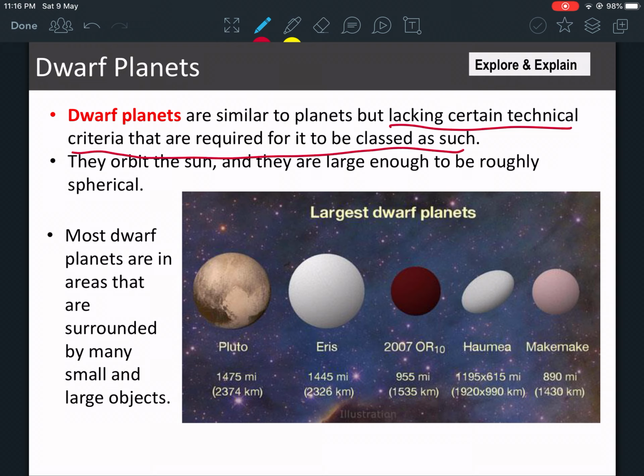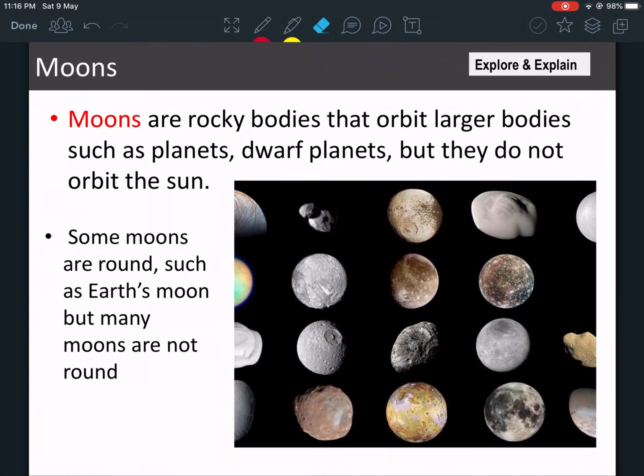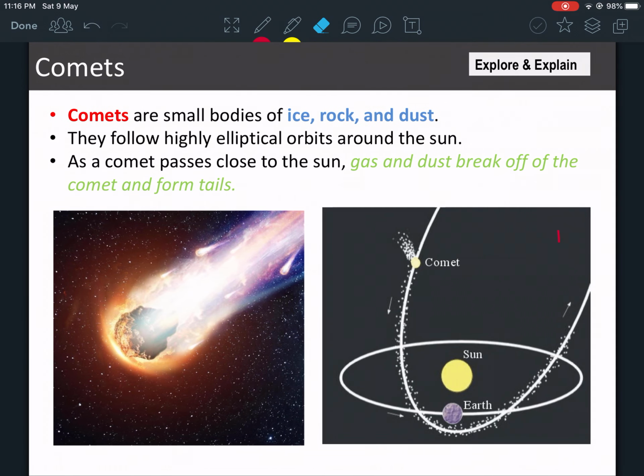Now, dwarf planets are similar to planets, but they lack a certain criterion that is required for them to be classified as a planet. They're surrounded by many small objects. They orbit the sun. It's also important, they orbit the sun. Remember that. Moons orbit planets. They don't orbit the sun.